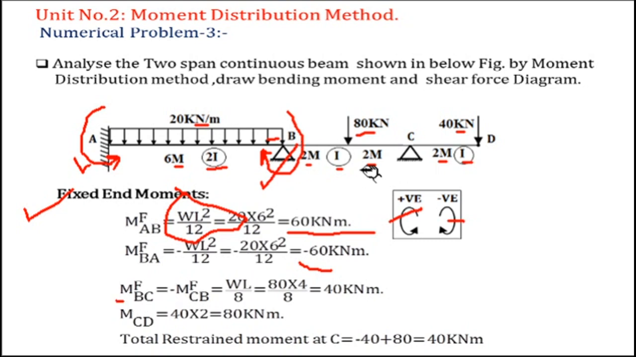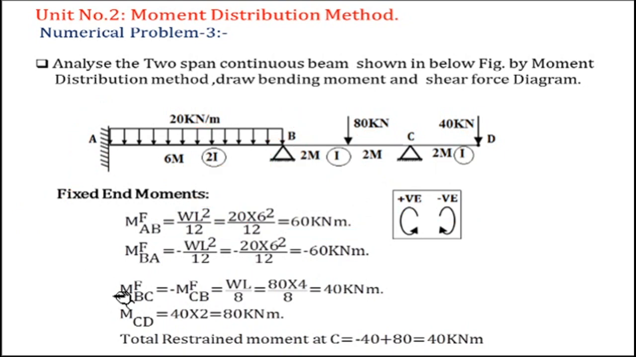Now next, BC span. MF BC is equal to minus MF CB. At B the moment is anticlockwise, that's why positive. At C the moment is clockwise, that's why you have to take a negative sign. Now the equation is WL by 8. The load is symmetrical, so the equation remains the same for both end moments. So W is 80, L is 4. So 80 into 4 divided by 8, it becomes 40 kN meter. Plus 40 for B and minus 40 for C.